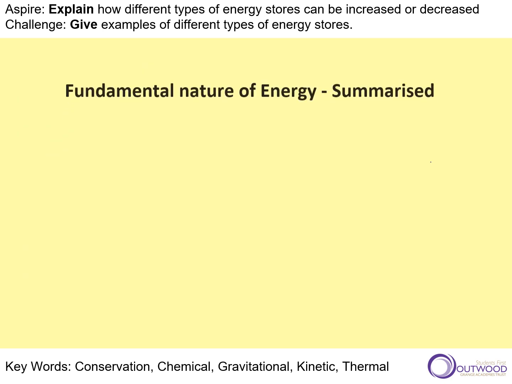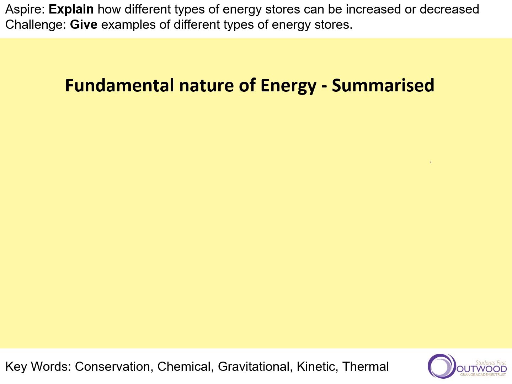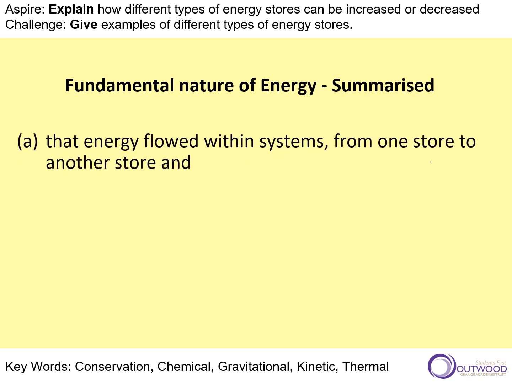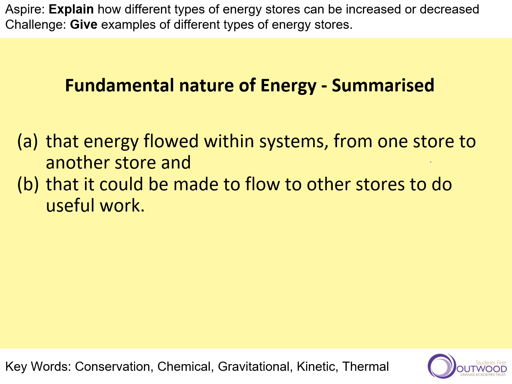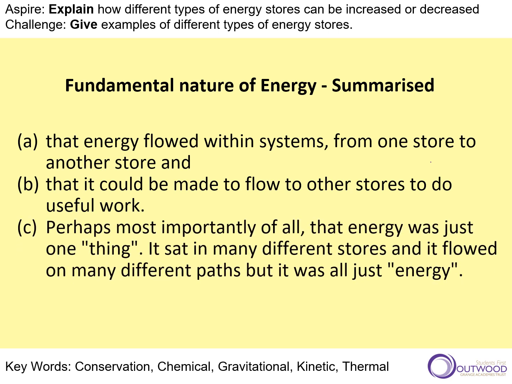So in summary, in regards to what energy is, in terms of the nature of it, it is that energy flowed within systems. So you have a system and it flows within it from one store to another store. And that it could be made to flow to other stores to do useful work. So therefore you could divert some of that flow to do some other work than it was perhaps doing. But the most important thing that he probably discovered was that energy was just one thing.